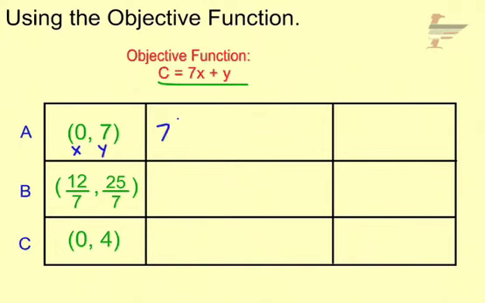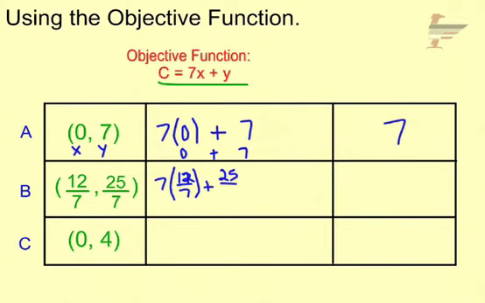So we're going to do 7 times our x here, which is 0, plus the y, which is 7. So 0 plus 7, we have a value of 7 over here. Next, 7 times 12 sevenths, plus our y value, which is 25 sevenths, equals... now this 7 times 12 sevenths is kind of nice because our 7s are going to cancel. So we have 12 plus 25 sevenths.